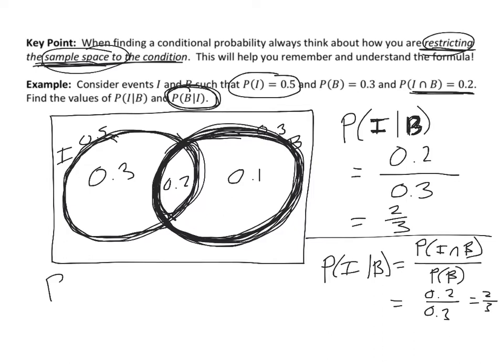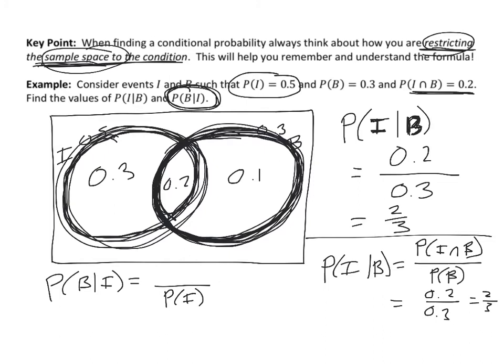Okay, so the probability of B given I, again, for me, I really like to think about this in terms of what I can see and what I can understand. I think about this as I'm going to restrict myself to the sample space that's just the condition, which means 0.5. And then in the numerator, I need to figure out within that space, within this I circle, when does B happen? That's again going to be the intersection, so 0.2. So this other conditional probability is 2/5.